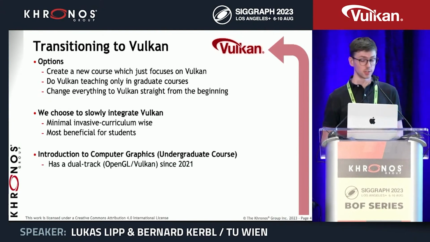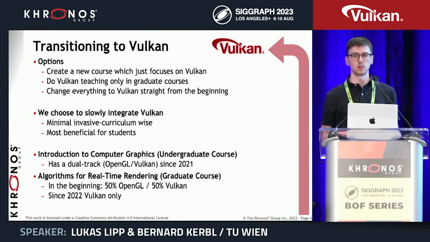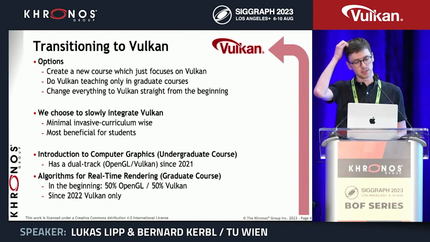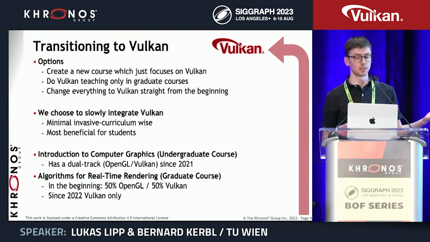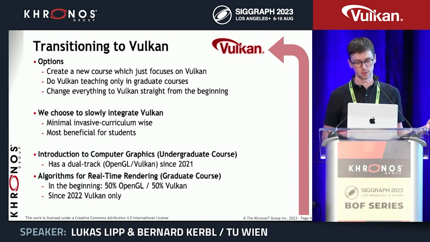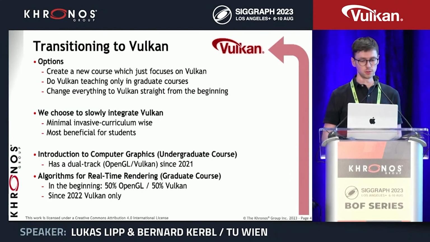So for the undergraduate course called Introduction to Computer Graphics, we decided to do a dual track mode where students can decide if they want to do OpenGL or Vulkan, and this exists since 2021. For the graduate course, which is called Algorithms for Real-Time Rendering, we started out with a 50-50 tactic, where some of the tasks were in OpenGL and others were in Vulkan. Mainly, for instance, the ray tracing parts of this course were done with Vulkan. And since 2022, this is only Vulkan, so the graduate course is completely shifted to Vulkan.